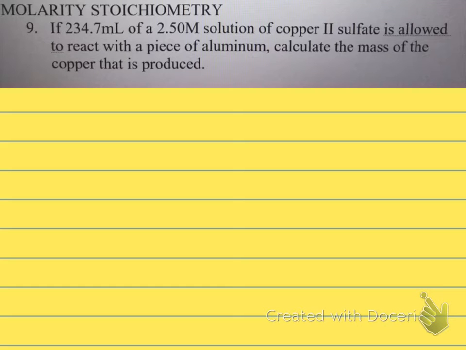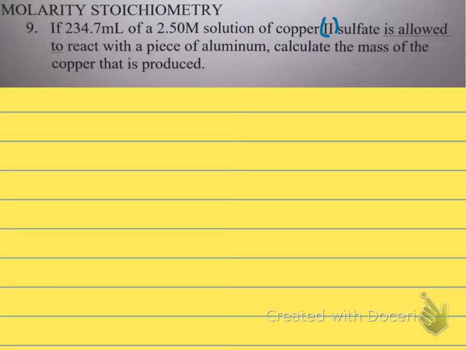In this video, I'm going to answer question number 9 from chapter 4, the purple paper. This is the molarity stoichiometry. So this question gives us a lot of information. If 234.7 milliliters of a 2.50 molar solution of copper(II) sulfate, that 2 should be in parentheses, I apologize, is allowed to react with a piece of aluminum, calculate the mass of the copper that is produced.